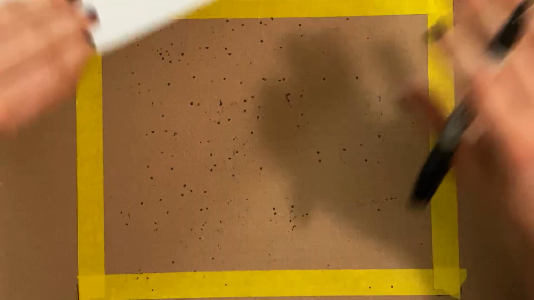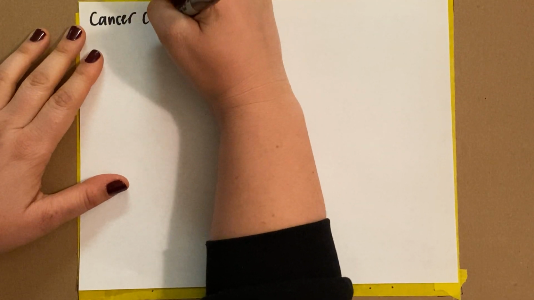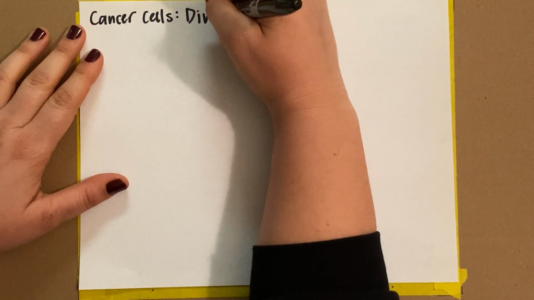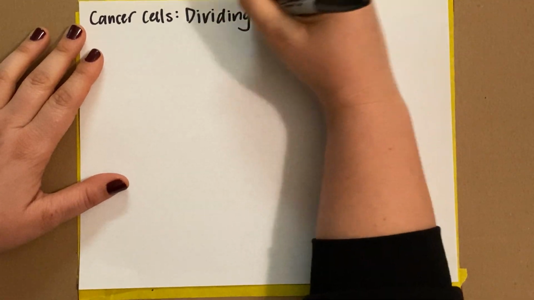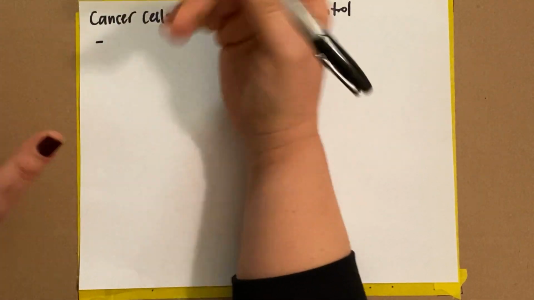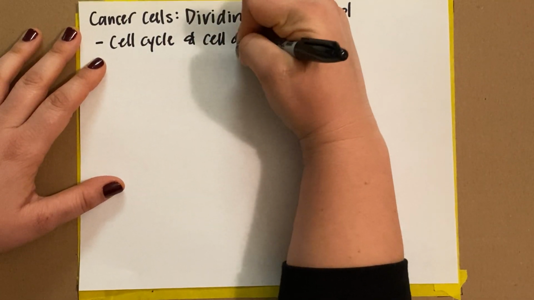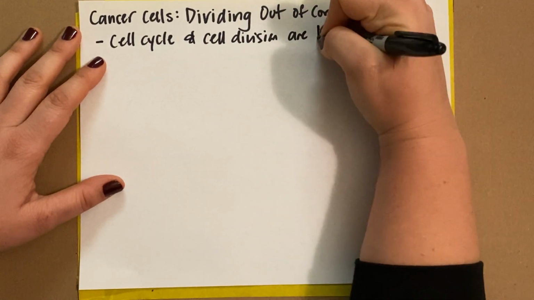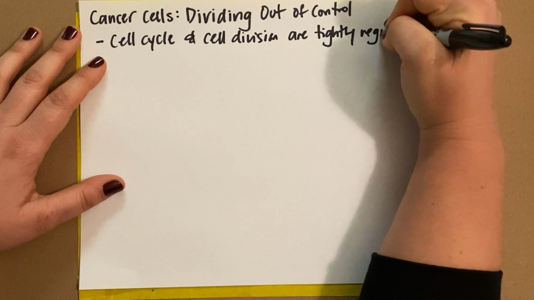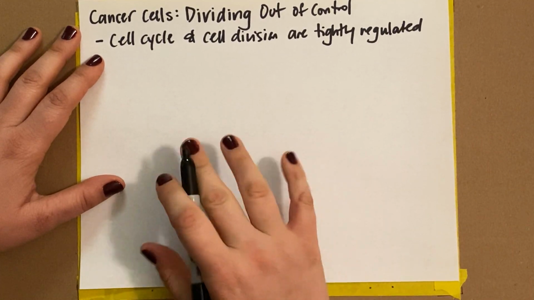Now, when we talk about the cell cycle, we have to bring up cancer, because cancer is a disease of the cell cycle. So we're going to briefly talk about cancer. Okay, and so cancer cells. What's happening is this whole process of mitosis is out of control. So it's dividing out of control. In normal situations, the cell cycle and cell division are tightly regulated. Okay, so there are lots of checks and stops and go-ahead signals that have to take place.